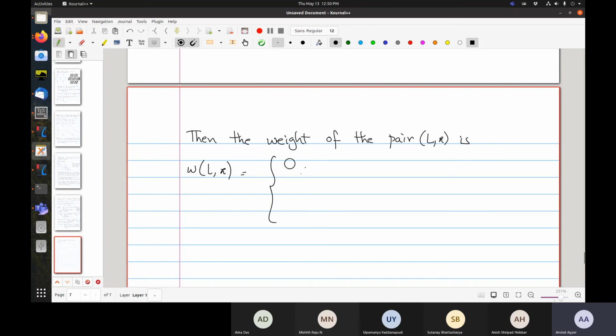This is equal to 0 if the endpoint of Li is equal to the endpoint of Lj for some i not equal to j. So if any two paths have the same endpoint, the weight is 0, no matter what pi is. Otherwise, it's -1 to the inv of L.